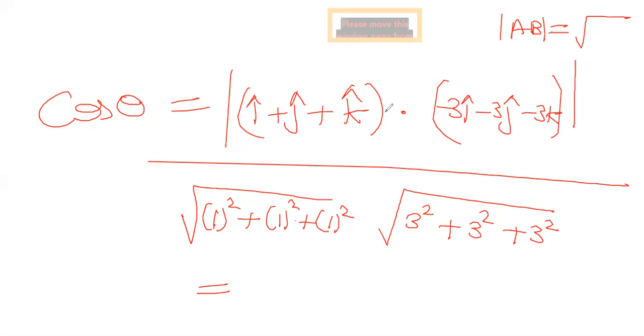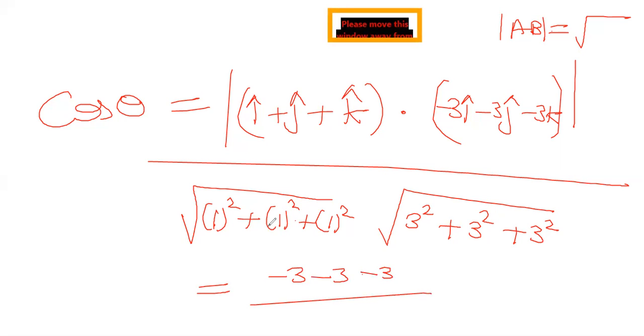Here, in the numerator you have to do the multiplication. Minus 3, minus 3, minus 3, divided by, how much is this? 1 plus 1 plus 1, 3, root 3. What is this? 3 square is 9, 9 plus 9 plus 9, how much? 27. Okay. Modulus, so negative will not exist. What is the answer? It is 9.